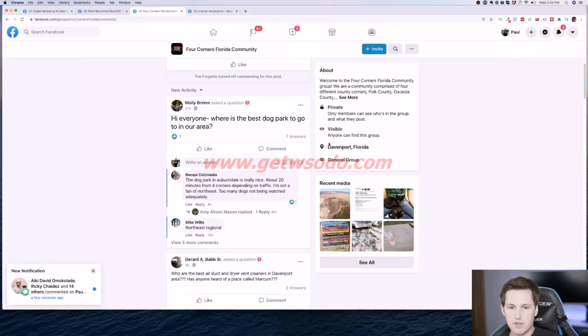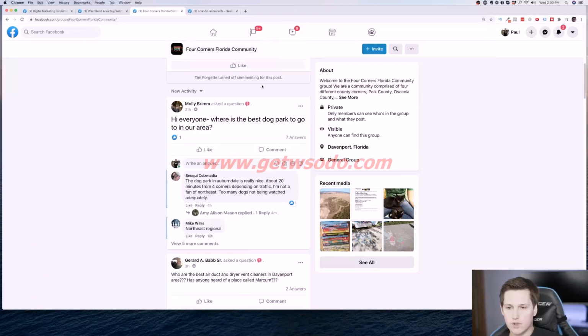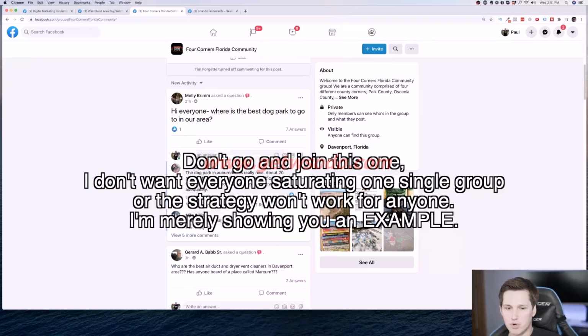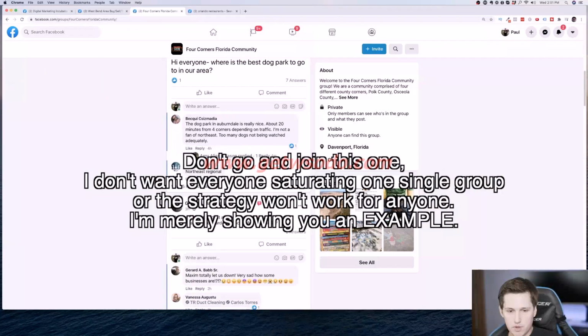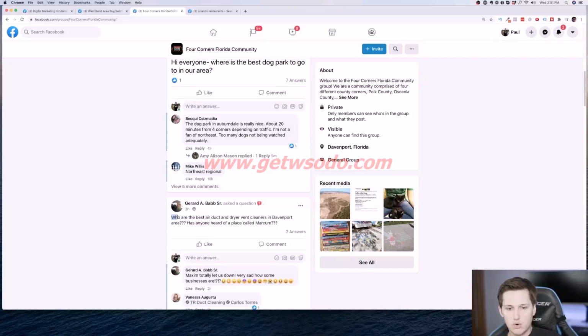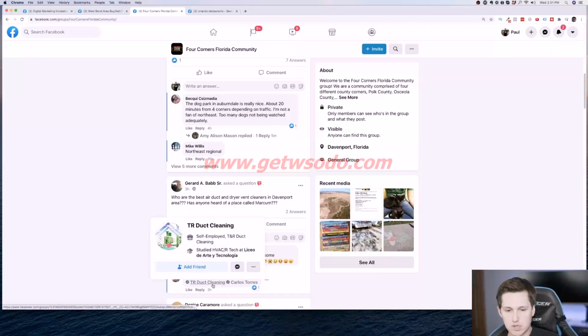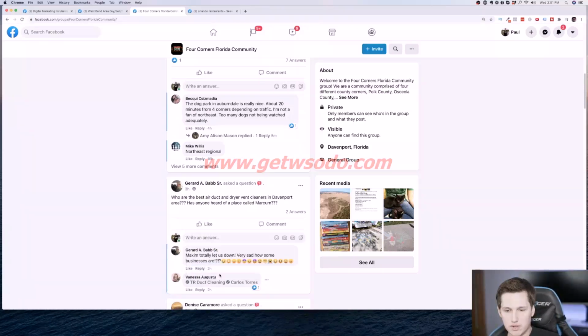Now here's another example. This one is about a community. So this one is a Four Corners, Florida community, and these are all people who are a member of this community. There's like 5,000 people in this Facebook group. And you can see here, and you can do this in your community or potentially in other areas as well, but you can see here who are the best air duct and dryer cleaners in the Davenport area. And then boom, here's people who are sharing their experiences, but also people who are tagging people. So you could go and add these people now. So that would be like 2 business owners that you could potentially add and that are going to see your post when you actually post it.